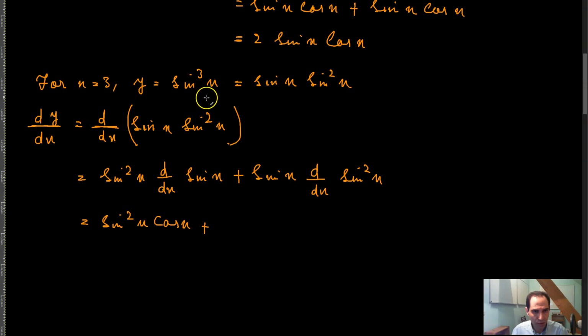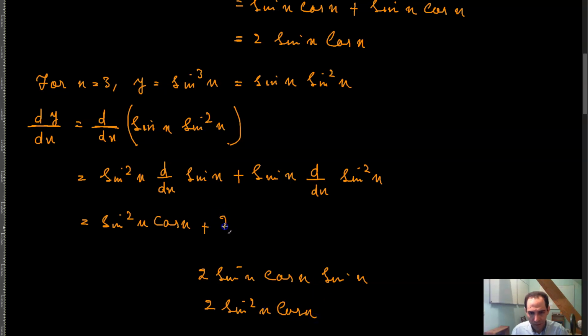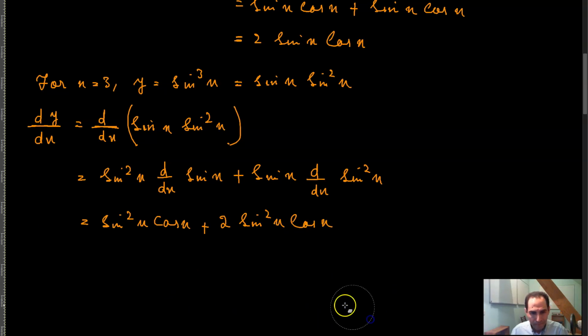Here we showed that it is equal to 2 times sine x cos x. So that is 2 times sine x cos x times sine x, which is equal to 2 times sine squared x cos x. So you have sine squared x cos x plus 2 times sine squared x cos x, which is equal to 3 times sine squared x cos x.